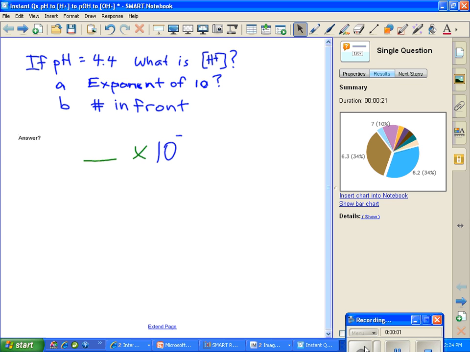Today we're going to be reviewing how to do pHs and pOHs and go back and forth from concentrations to pH and concentrations to pOH and all that kind of good stuff. So the way this works is there's no points for anything. What you have a chance to do, however, is to see if you understand how to do a calculation.